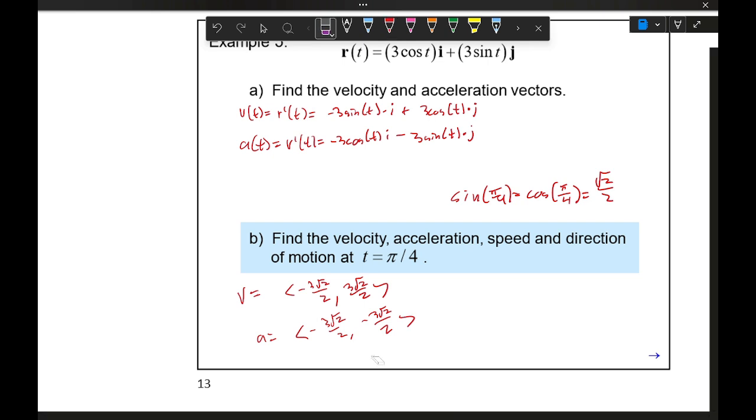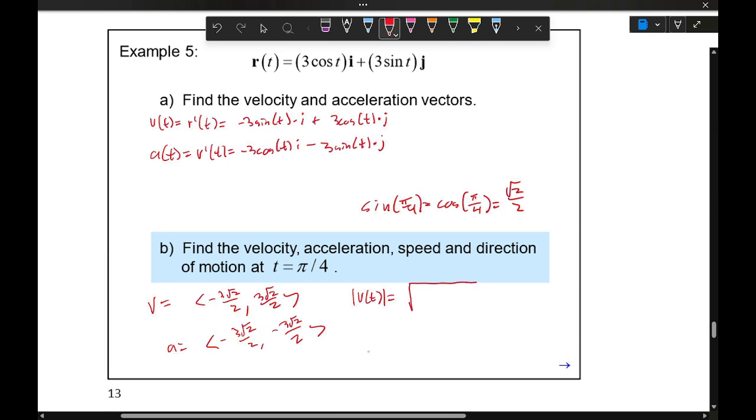Speed will just be the magnitude of velocity. So that'll be the square root of 2 times 3 root 2 over 2 squared, which I believe is just going to be 3. And then direction is just going to be velocity over the magnitude of velocity, which is just going to be negative root 2 over 2, root 2 over 2.